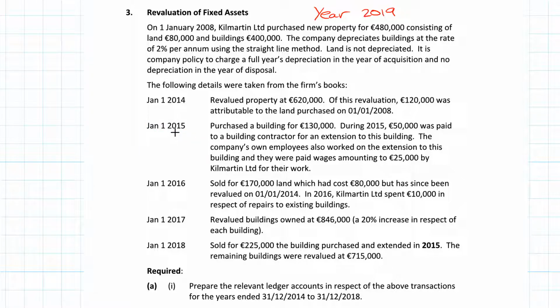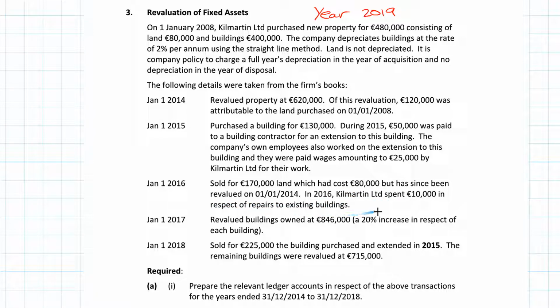This is nearly always the case where we have an extension and a building. And we always have to remember that we always include the value of the contractors. So we're going to add the 50,000 to 130,000. The company's own employees also worked on the extension. So that's also going to be included. So we're basically adding 75,000 onto 130,000. So 2016, we sold land. Perfect. And now we also have to look at this repair.